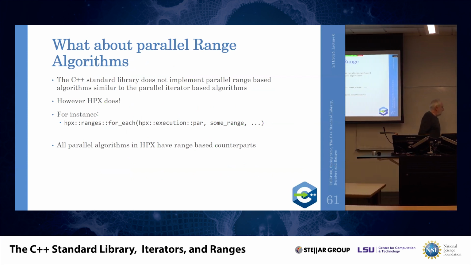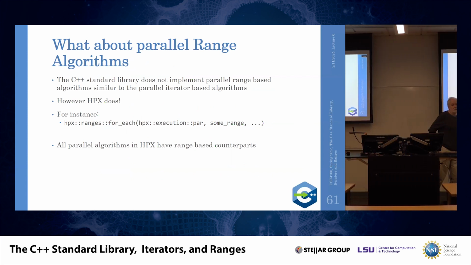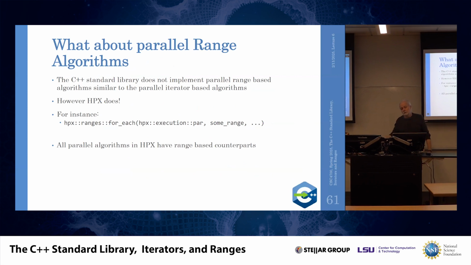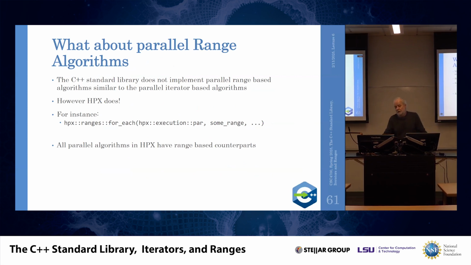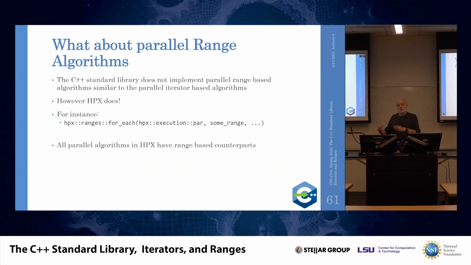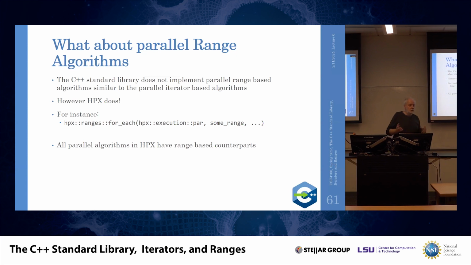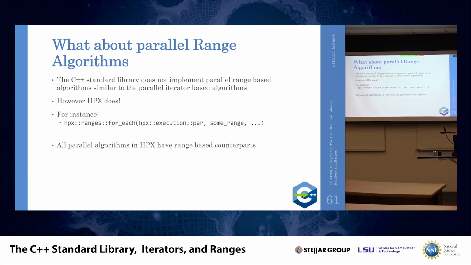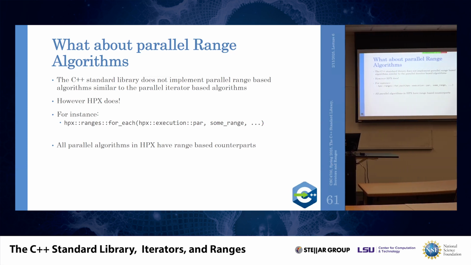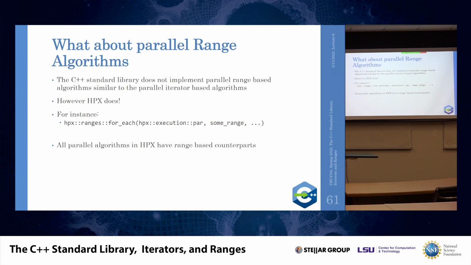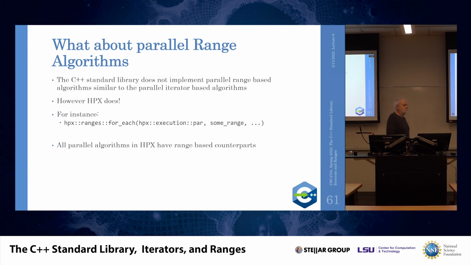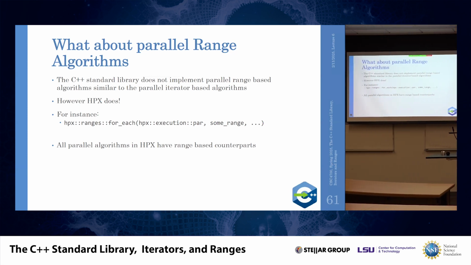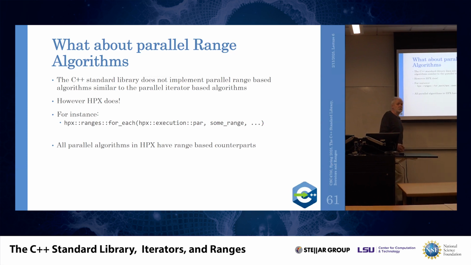The last question you might have is, what about parallel range-based algorithms? We were talking last time about how all these standard algorithms have parallel versions where you just use std::execution::par as the first argument, and the library will parallelize things. Well, unfortunately, the C++ standard library does not have any range-based parallel algorithms. They are not in the standard. They are being discussed, but nobody has managed to get it through the standardization.